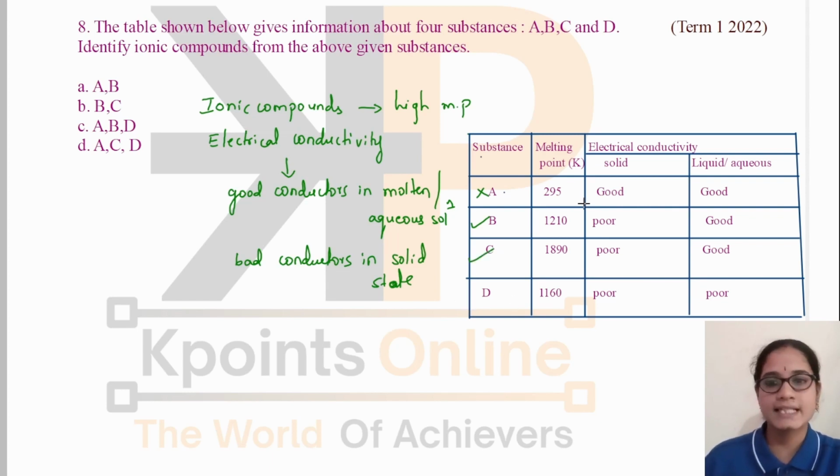Then what about D? It is having a high melting point but it is a poor conductor in solid state. But here the liquid or aqueous solution of this metal is a poor conductor. This shows that it is not an ionic compound, as ionic compounds are good conductors in liquid state or aqueous solution. Yes, so the correct options will be B and C. See here, B will be the correct option.